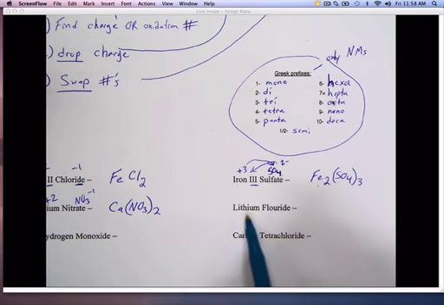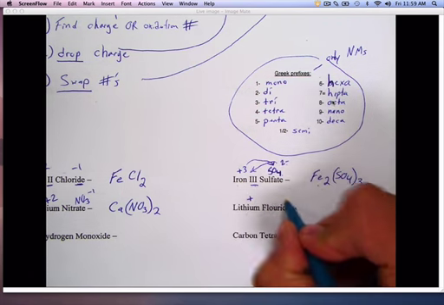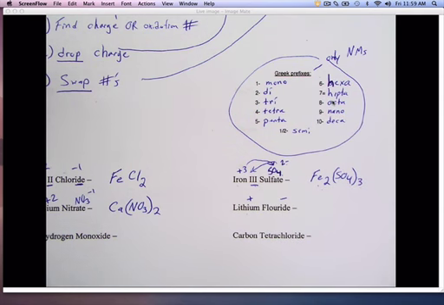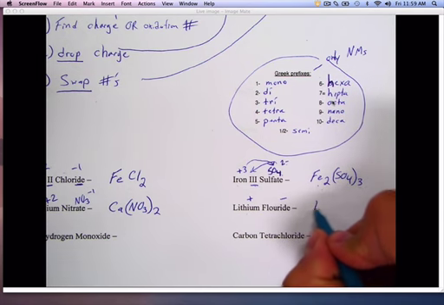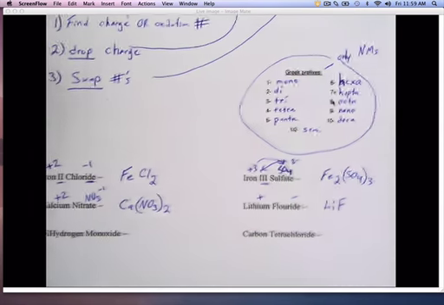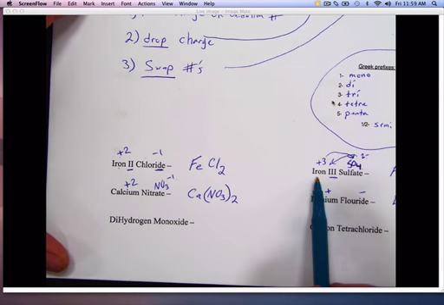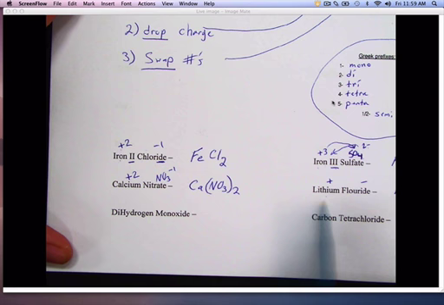All right. Lithium fluoride, not a transition metal, doesn't need Roman numerals. Lithium is part of the first group, so it's a +1. Fluorine's a negative charge because it's part of the 7th group, or the halogens. So you just drop and swap, LiF. You don't have to write the ones if you don't want to. You can if you do. I don't. And then this one's just specifically for transition metals, the D block. This one is specifically for your S block metals.